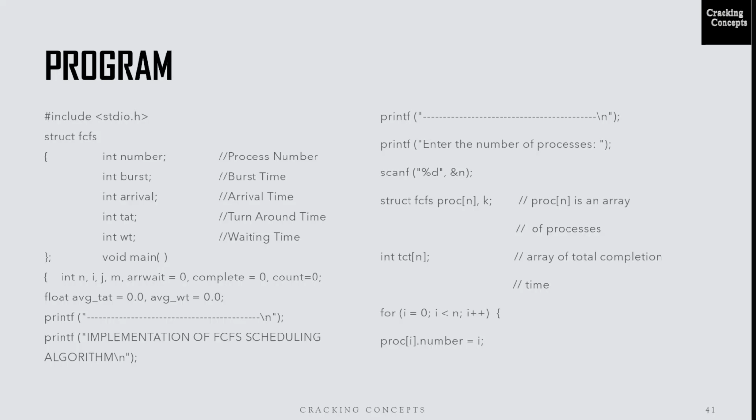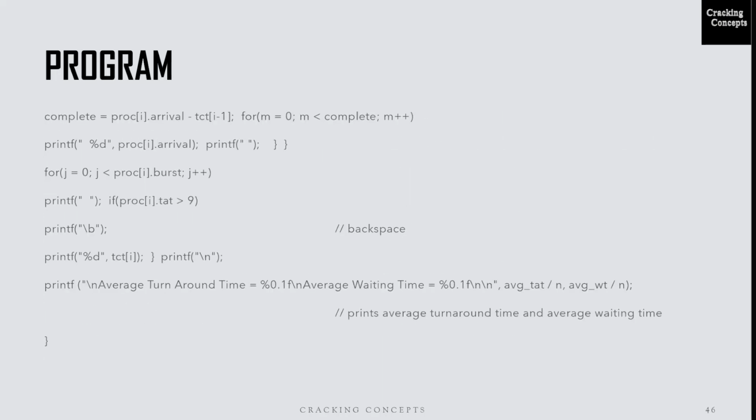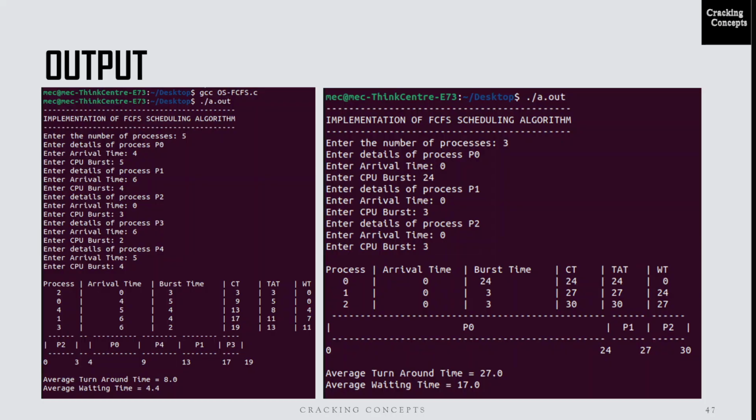Now this is the program that was implemented based on the logic we discussed before. For the output, I have used two cases. This is the case of the 3 processes we have discussed as an example when we discussed the FCFS algorithm. So there is no idle time in this case. After entering these arrival and burst times, we'll get this chart with the completion time, turnaround time and wait time and the Gantt chart, and finally the average turnaround time as 27 and average waiting time as 17.